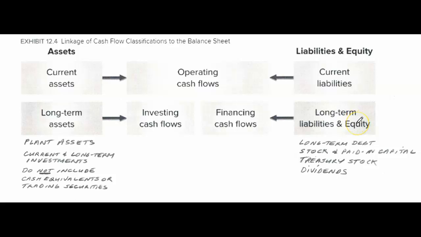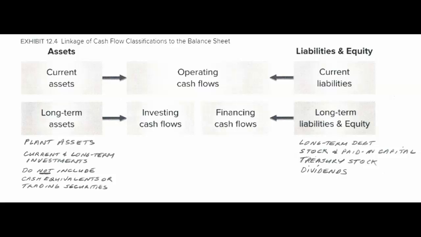Changes in long-term liabilities and equity accounts that arise from the inflow or outflow of cash will be shown in the financing activities section of the cash flow statement. These amounts will include amounts borrowed from a bank loan and related principal repayments, amounts received from the issuance of bonds payable and related repayment of the face value of the bonds, amounts received from the issuance of company stock, both common and preferred, amounts paid for treasury stock, amounts received for sale of treasury stock, and amounts paid for dividends.